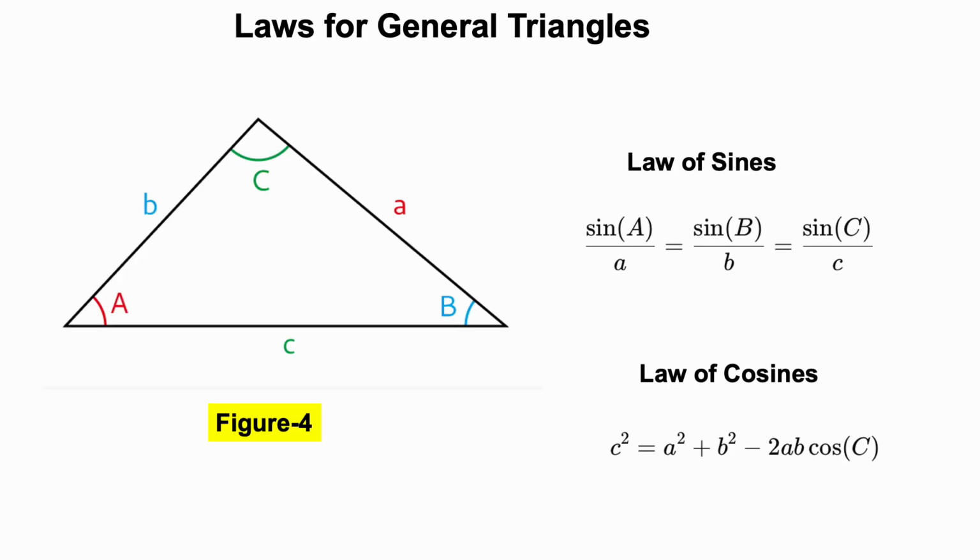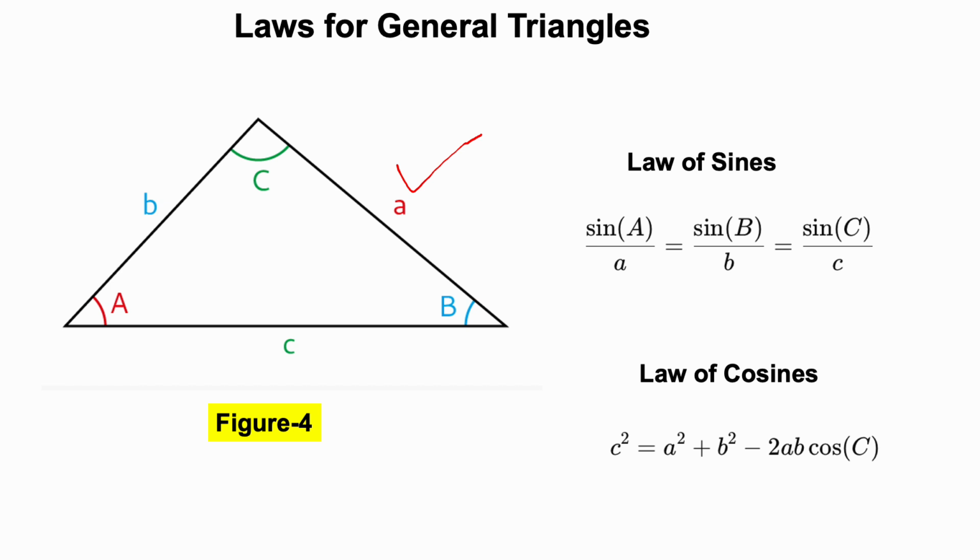Now, we discuss laws of general triangles. Figure 4 here shows a general triangle, not necessarily a right triangle. It may be a right triangle or may not. In such cases, we use the law of sines and law of cosines. There are two laws which are used in the case of general triangles.